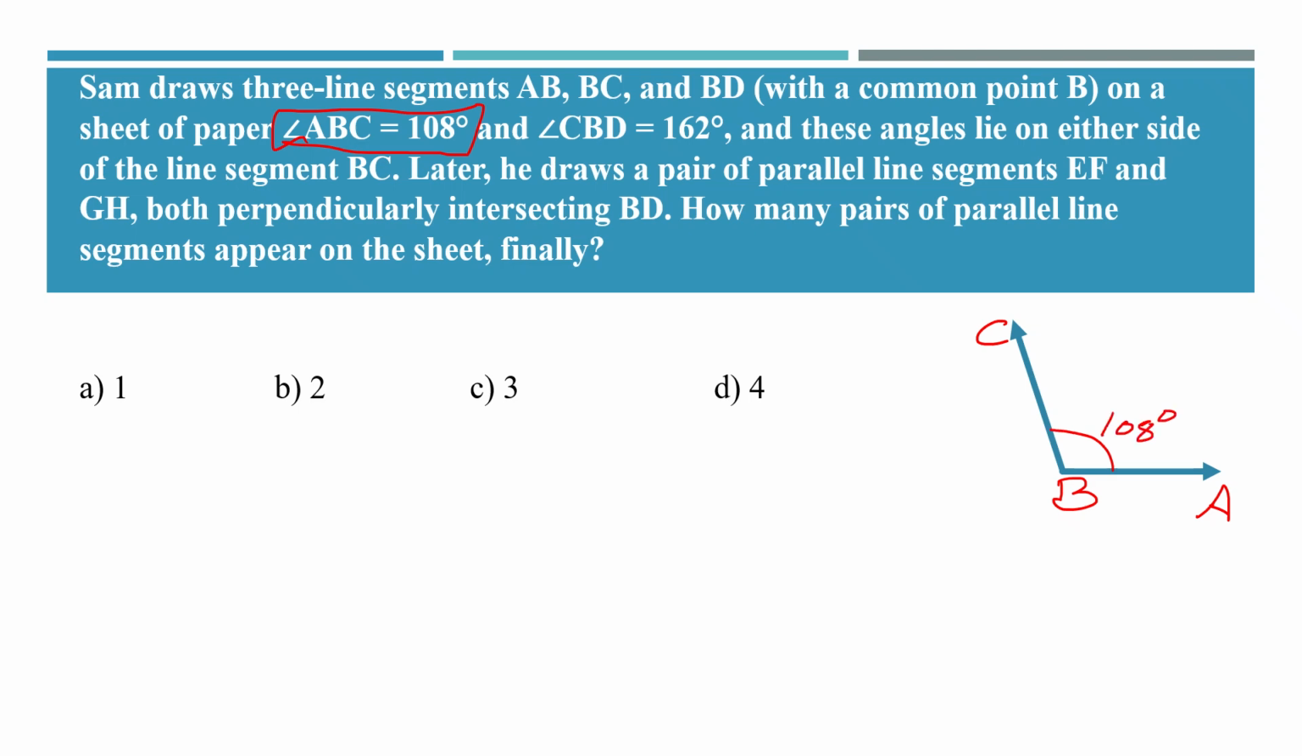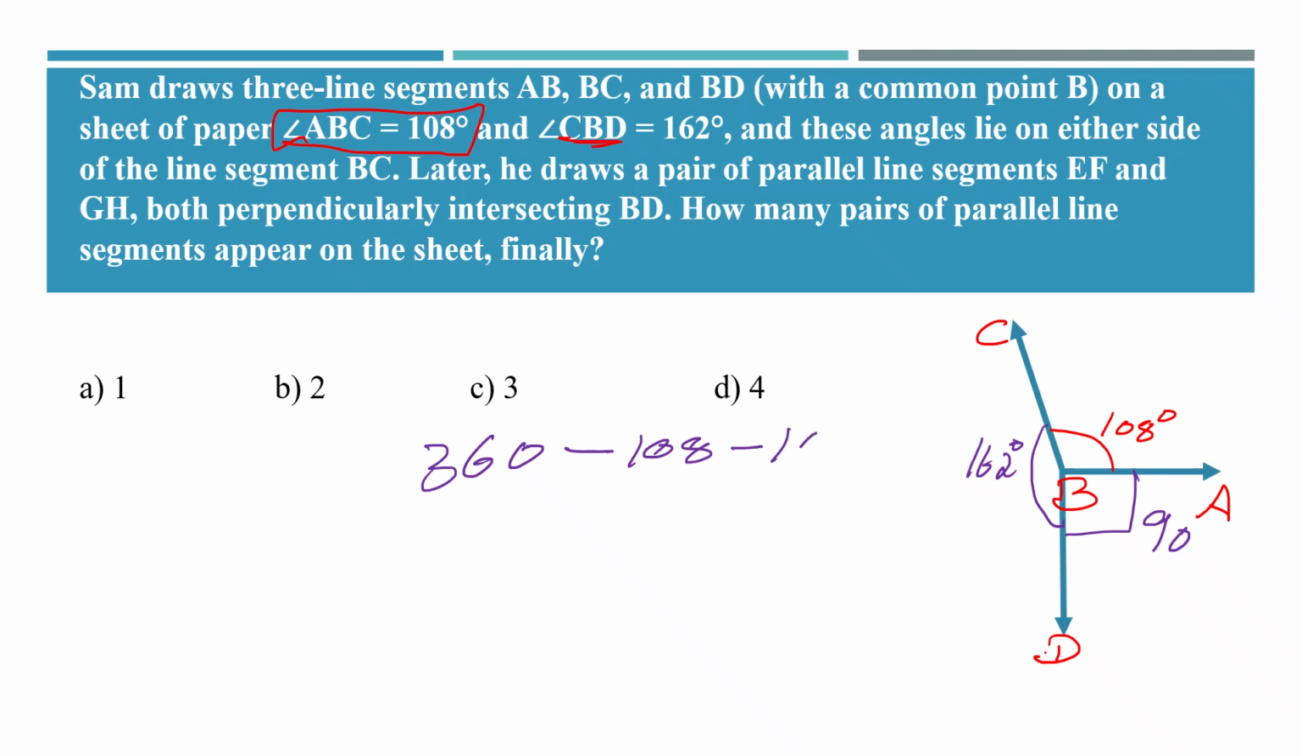On the other side, I have D, CBD, where the angle is 162 degrees. Obviously, this will be 90 degrees. As we know, the complete angle is 360 degrees. In that, minus 108 degrees and another 162 degrees, so the remaining angle is obviously 90.